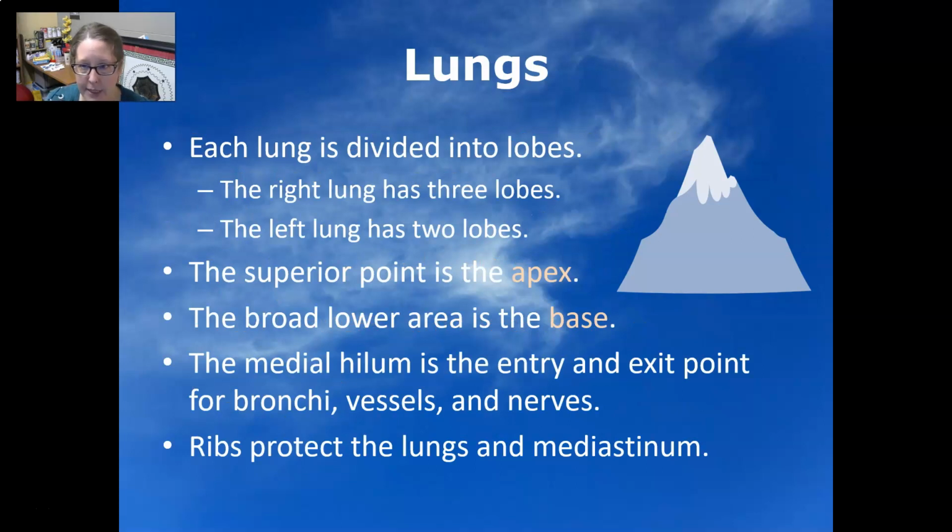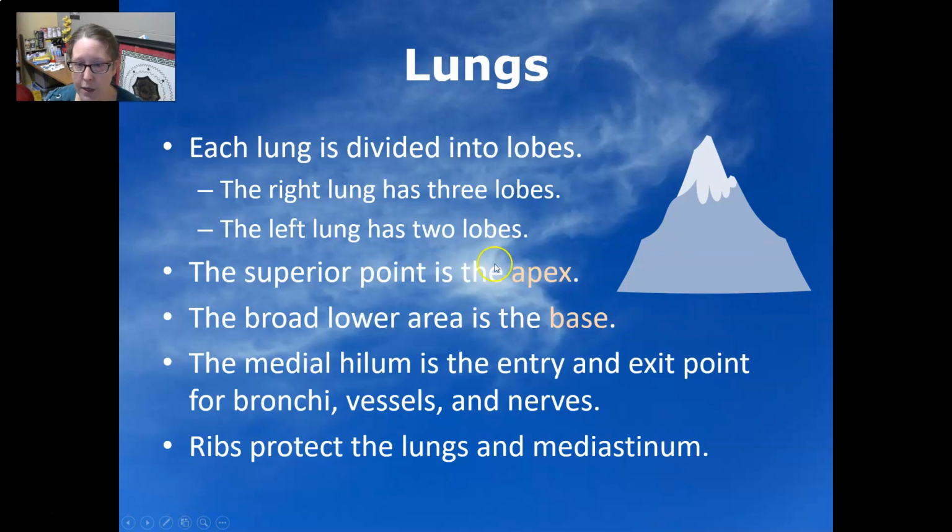The pleura form a sac around each lung, and that's called the pleural cavity. Each lung is divided into lobes. So the right lung has 3 lobes, the left one has 2, and one of the reasons for that is the heart is situated on the left side of the body, so it takes up the space of the 3rd lobe, if you will. So that's why the left lung only has 2 lobes.